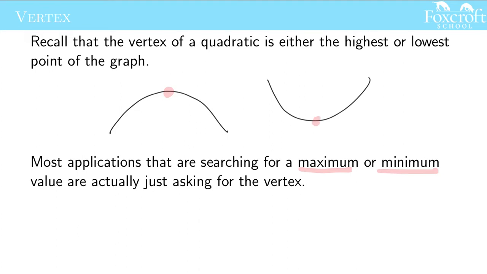So really, whenever you see maximum or minimum in a word problem, it's really just asking you to find the vertex of the quadratic. So again, it's just a way of hiding something you already know how to do. It just takes you one extra step of realizing that's what you're supposed to do.